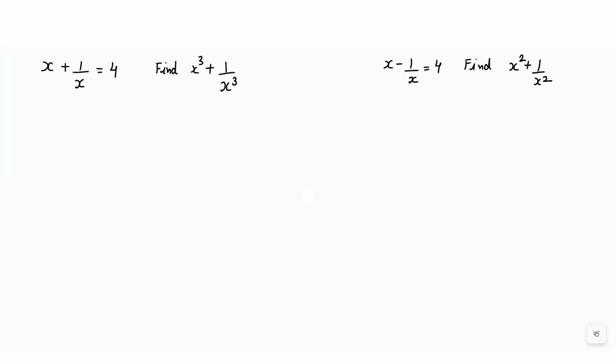If you see the first problem, they have already given you x plus 1 over x equals 4, and we have to find x cube plus 1 over x cube. In the next question, x minus 1 over x equals 4, and we have to find x square plus 1 over x square.